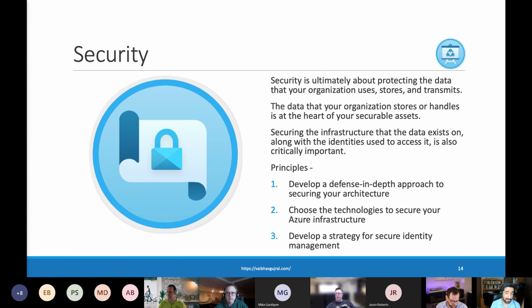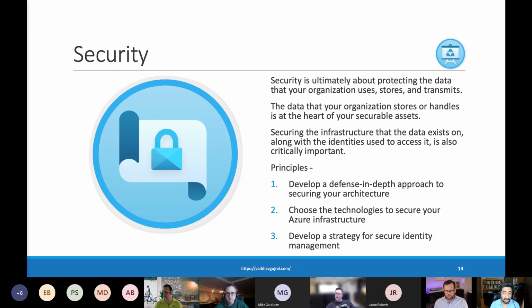There are a few key principles that you might utilize here. To start with, you must develop a defense in depth approach to securing your architecture. I have one slide just after this one to talk about defense in depth in detail. But in a nutshell, it requires you to make all the layers of your architecture secure. The other two are straightforward. You must choose the right set of technologies to secure your Azure resources. It could be as simple as utilizing network security groups or using Azure Firewall.